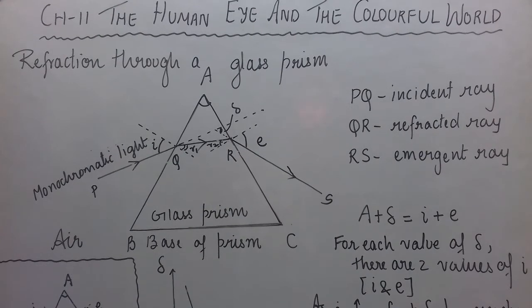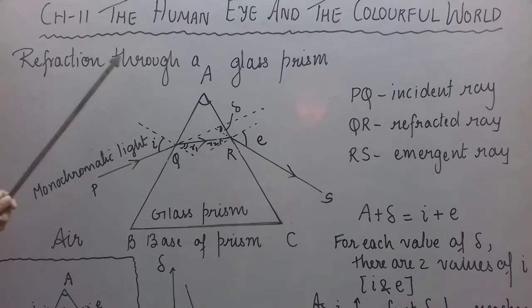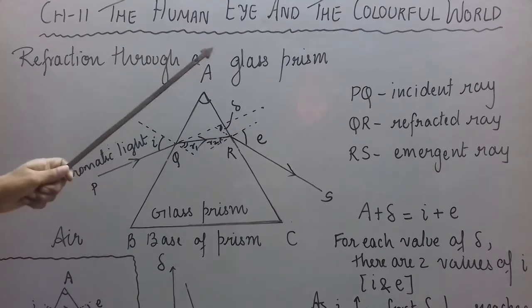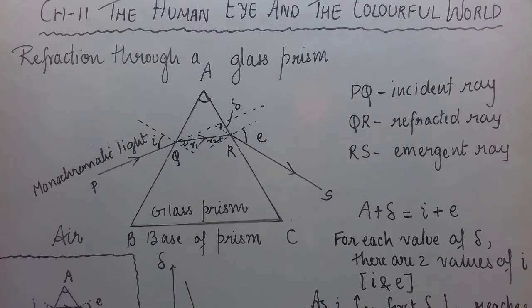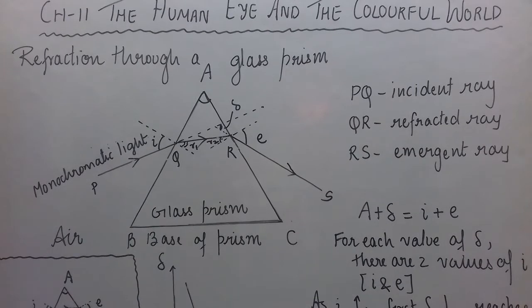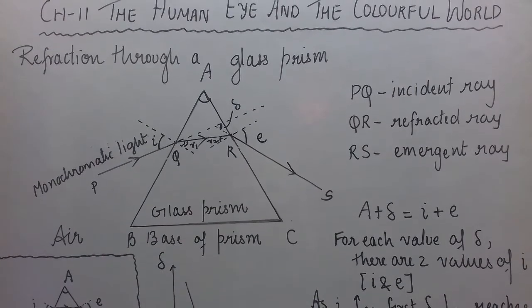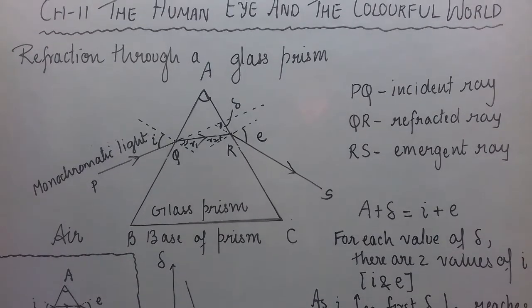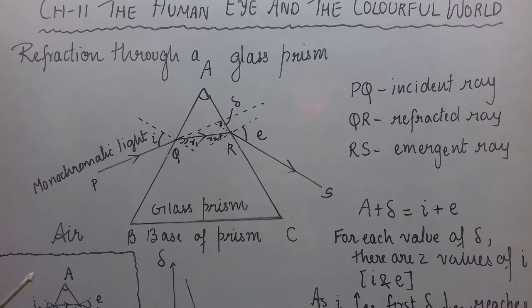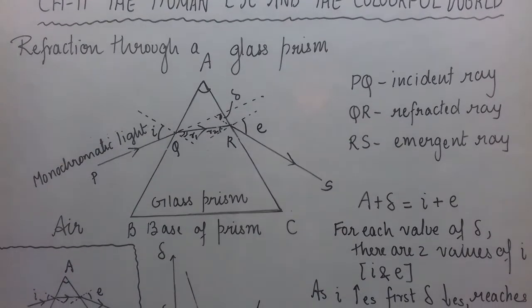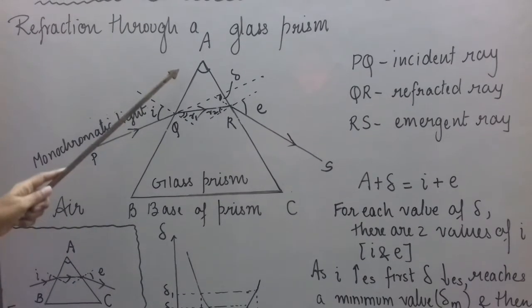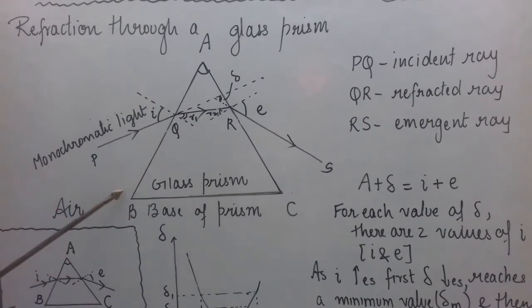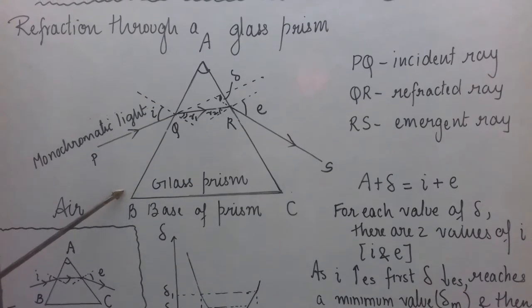So our first topic here will be refraction through a glass prism. I have discussed this topic in one of my previous videos also, which is in the last chapter, Light. But here I have to do it again and I have to consider more detail. So already you know what is a glass prism. A glass prism you must have seen in your labs. I have shown in my previous video.